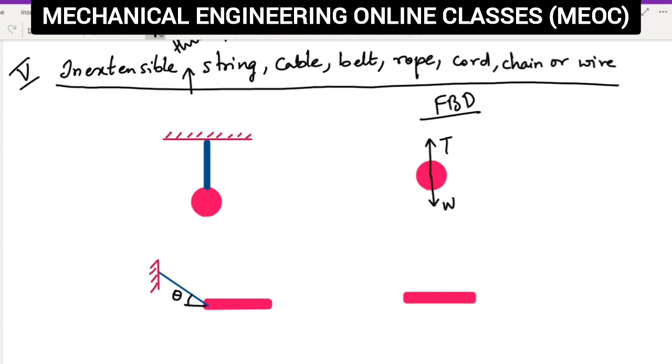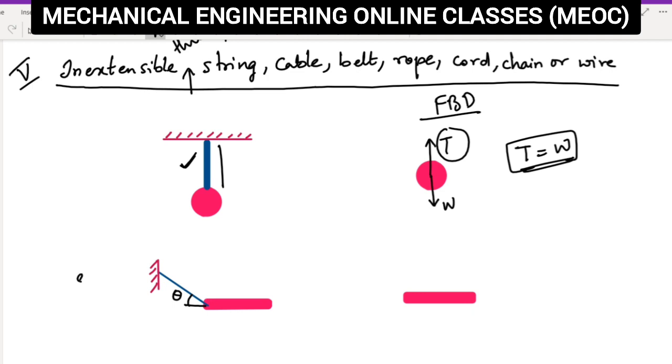Because there is no other force acting here, the tension in the thread is equal to the weight of the object. This tension is always along the rope, so it is in the direction of the rope only. If the thread is vertical, then this T is also vertical, and that's the reason it is equal to W, because W is a vertically downward force, and the thread is vertical, so the tension is also vertical only.